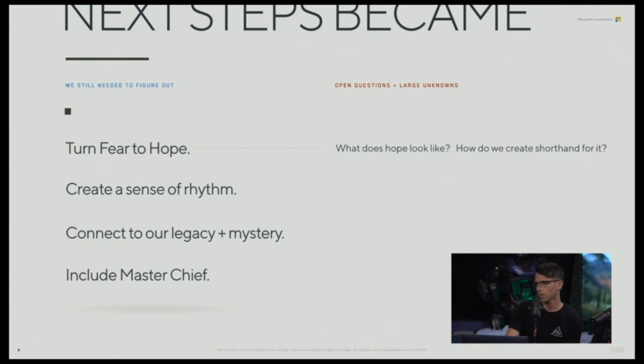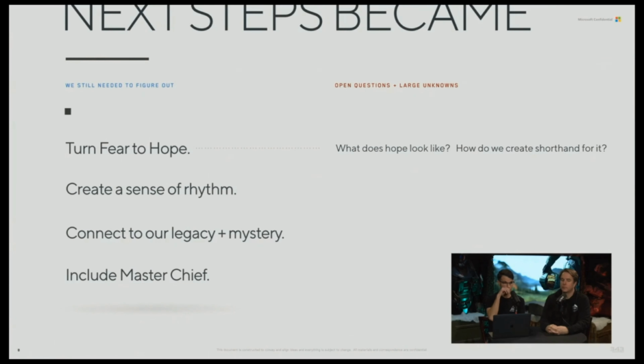So what does hope look like? How do we create a shorthand for it? How do you make a feeling visual? How do we create that sense of rhythm? What can we return to and weave within? Connecting to our legacy and mystery, what that meant to us was, how do we invite people to tell their own stories? Because the stories they tell are largely better than any story that we can create, because they're personal and they're their own.